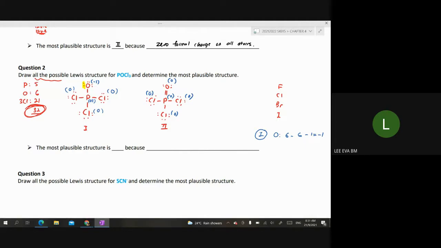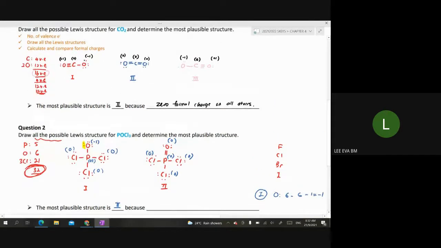Okay, so the most plausible structure is which one? The second structure. Okay, the reason you follow the priority, and in this case, we have all 0 formal charge for all atoms. So the reason is the same as our question number 1. 0 formal charge on all atoms. Kalau awak rasa awak nak kira dekat tepi untuk formal charge, boleh awak buat draft dekat tepi. Tapi formal charge calculation, if the question doesn't request, you don't have to show.